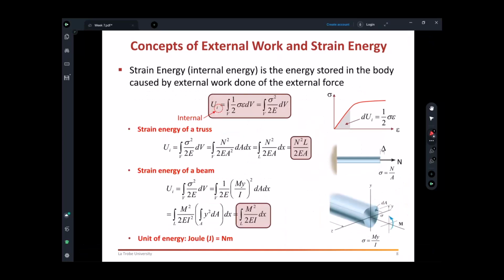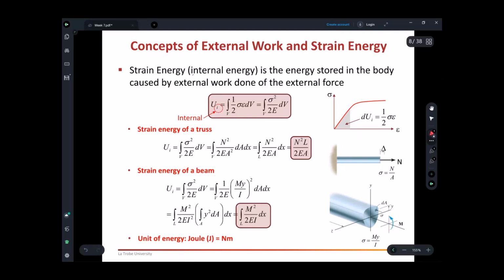All right, now you understand external work done. I have a box, I'm pulling the box from outside, 1/2 P times delta, load times displacement. The load should be in the same direction. That is external work done, good. Moment times theta can also be done. External work done has units of Newton times millimeters, and joule. So that's the chapter on external work done.